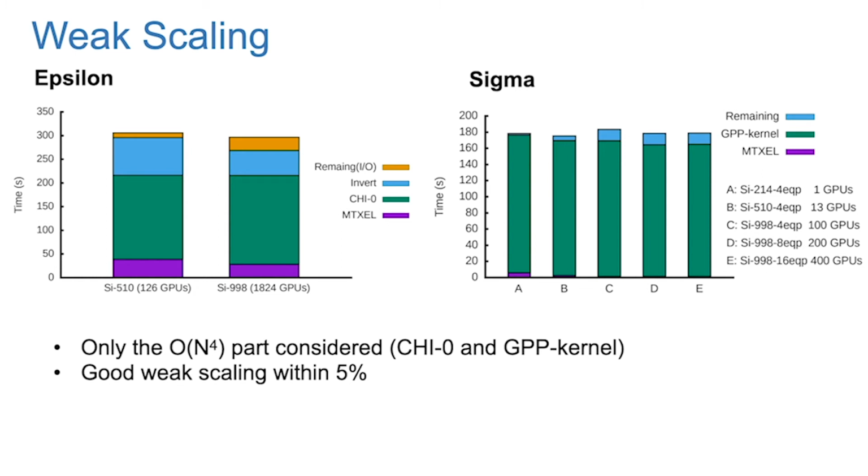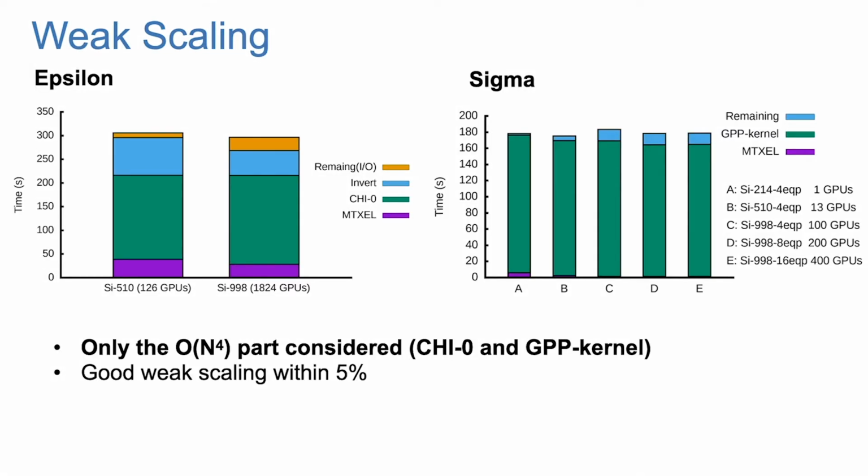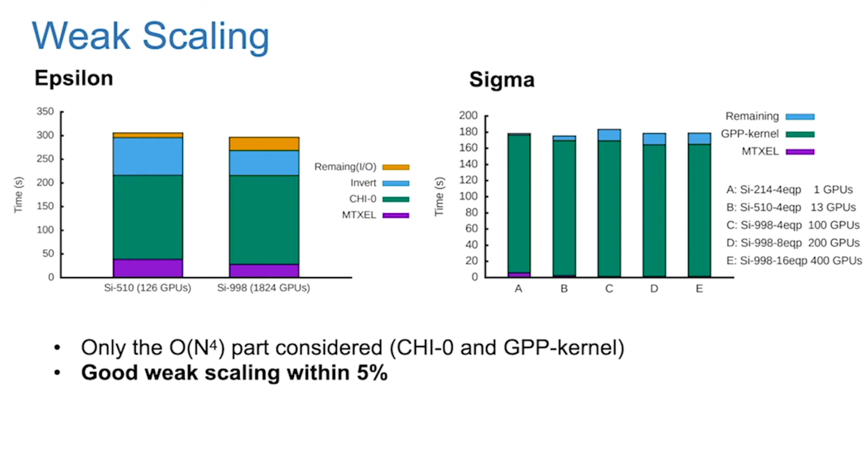Next, we report the weak scaling for both Epsilon and Sigma as measured on Summit. In both cases, we are focusing the analysis on the quartic scaling bottlenecks of the 2 modules, that is the Chi0 kernel for Epsilon and the GPP kernel for Sigma. Overall, good weak scaling is observed within 5% in both cases, and this is the result mainly of the batching mechanism for memory handling in Epsilon and the efficient 2-level parallelization we have in Sigma.